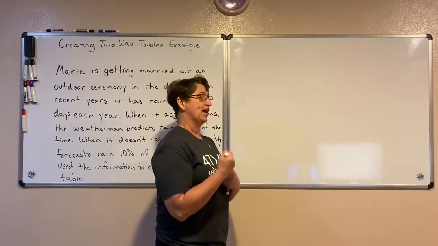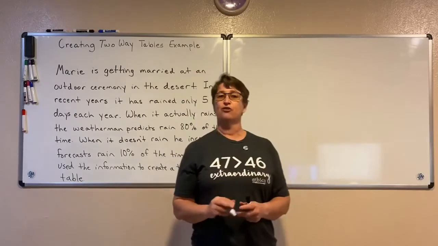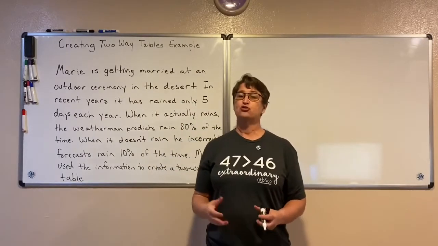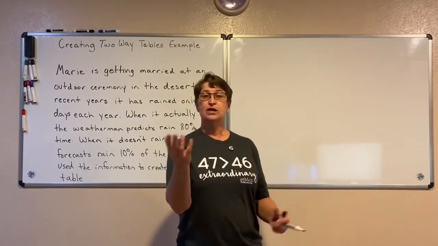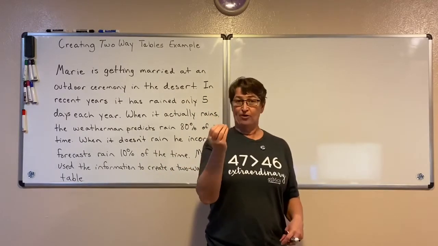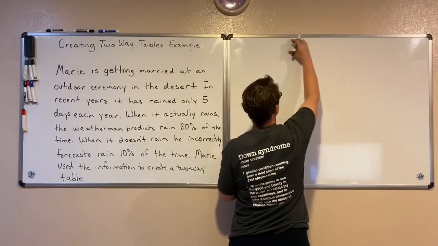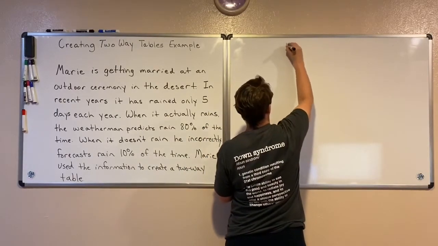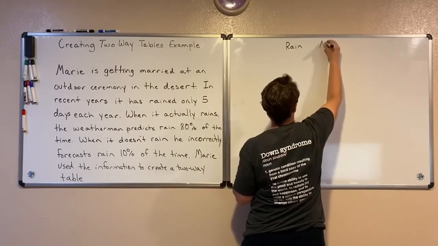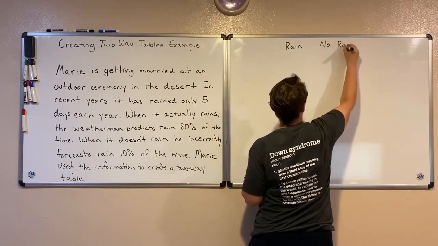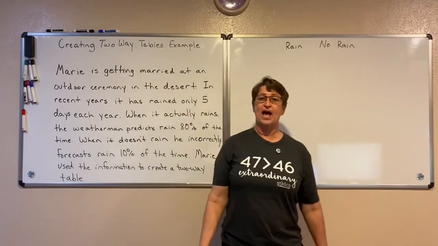And here she creates a two-way table based upon that rain. So she's looking at all the different days within the year and trying to decide, is it raining or not raining? So the first variable she's looking at is the weather. Does it rain or not rain? So I'm going to put that variable here along the top. So it rains or it doesn't rain. So we're looking at how many days each year that happens.